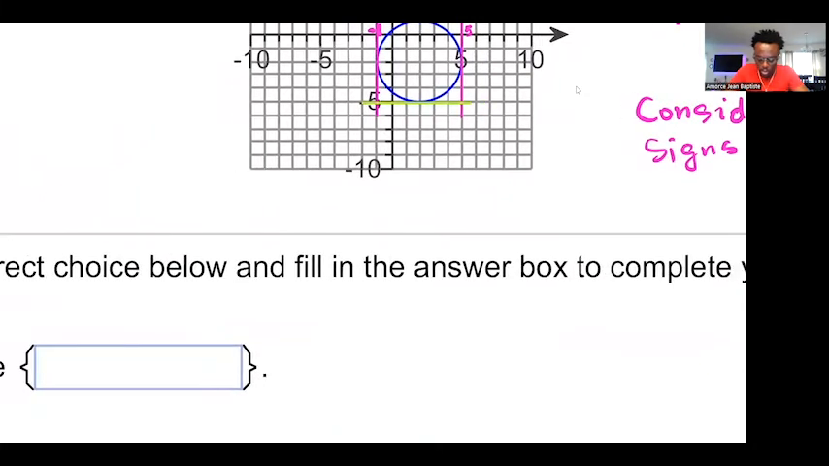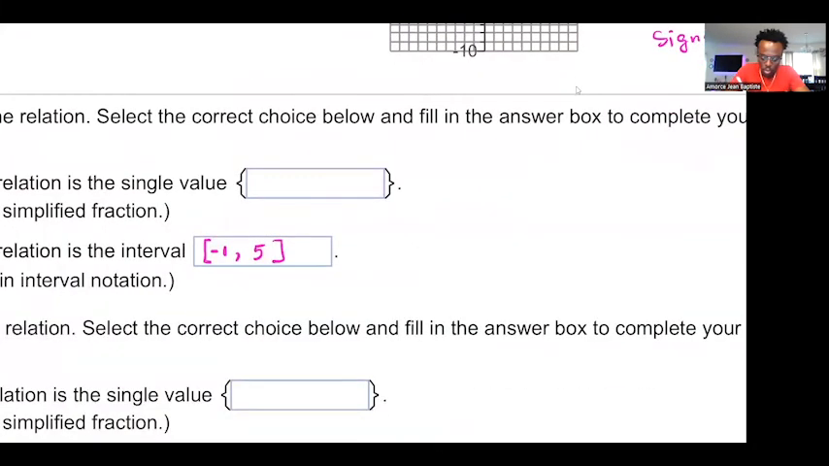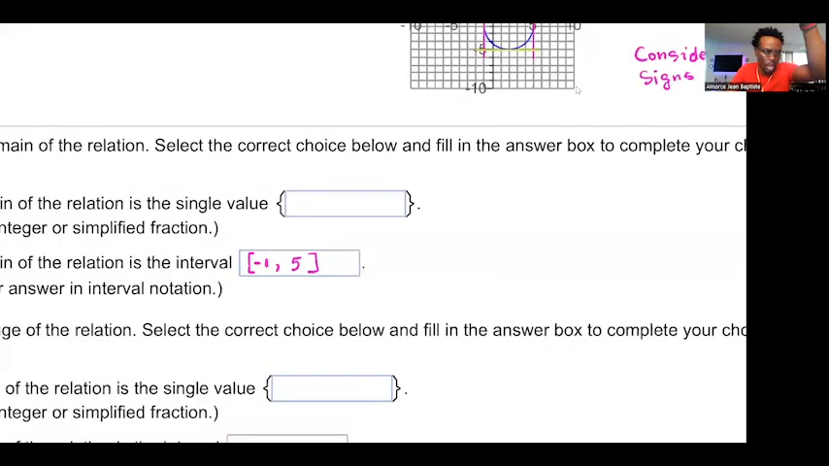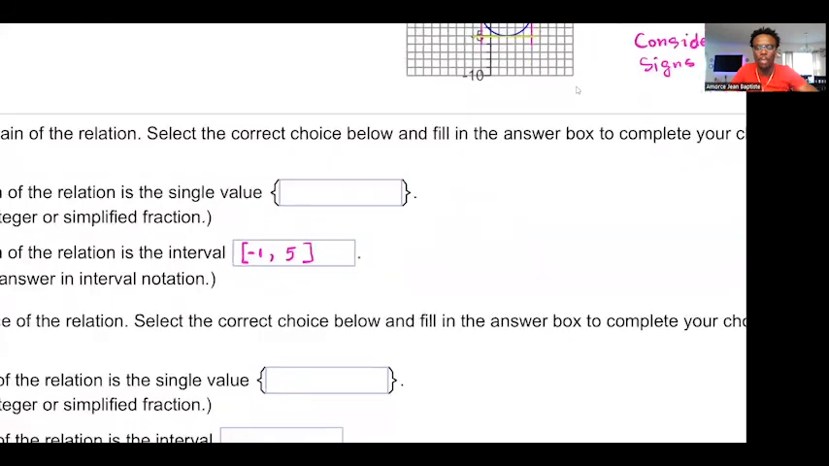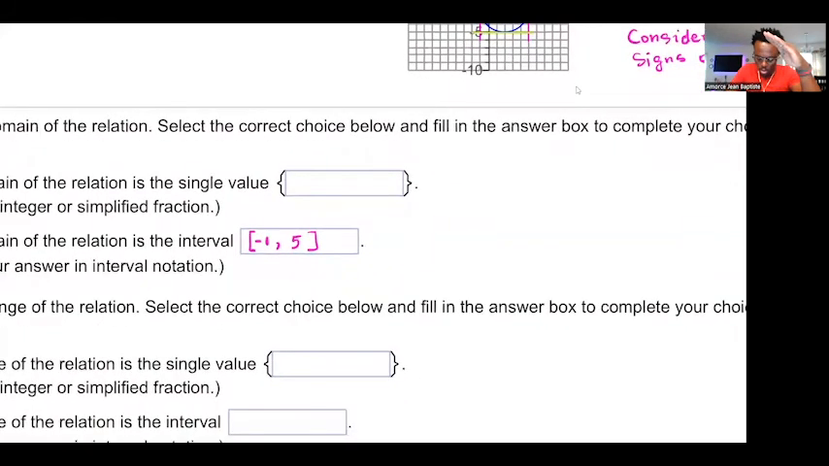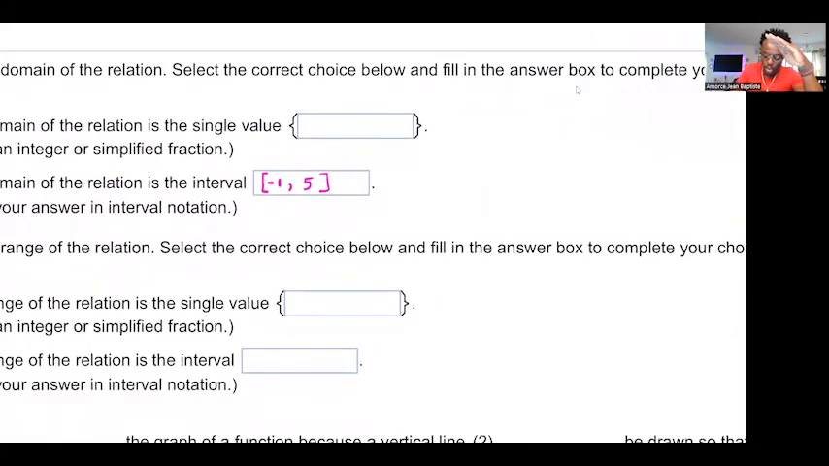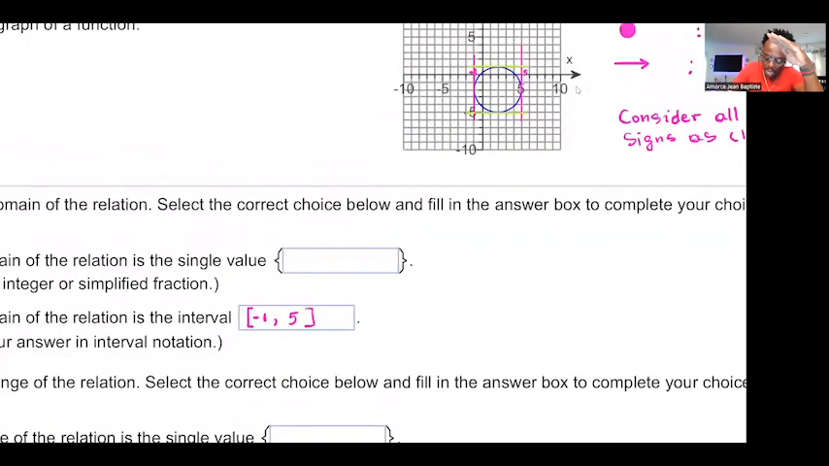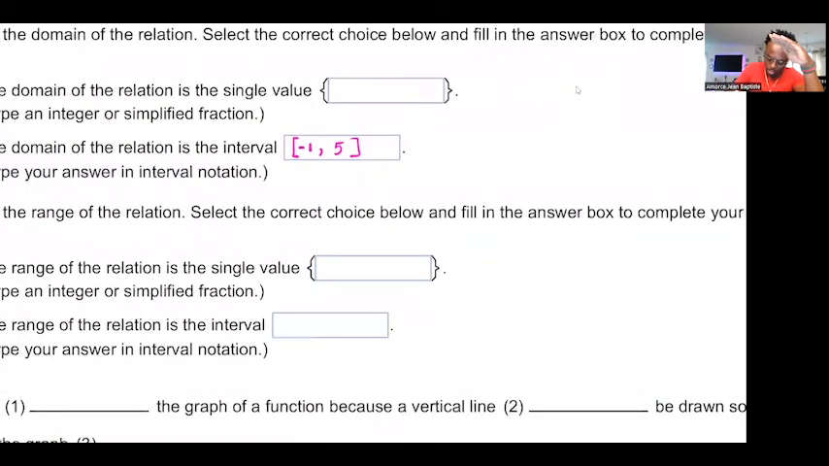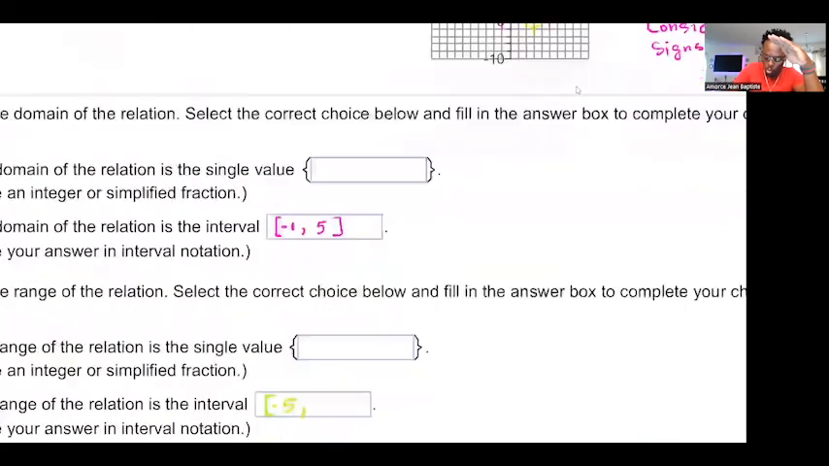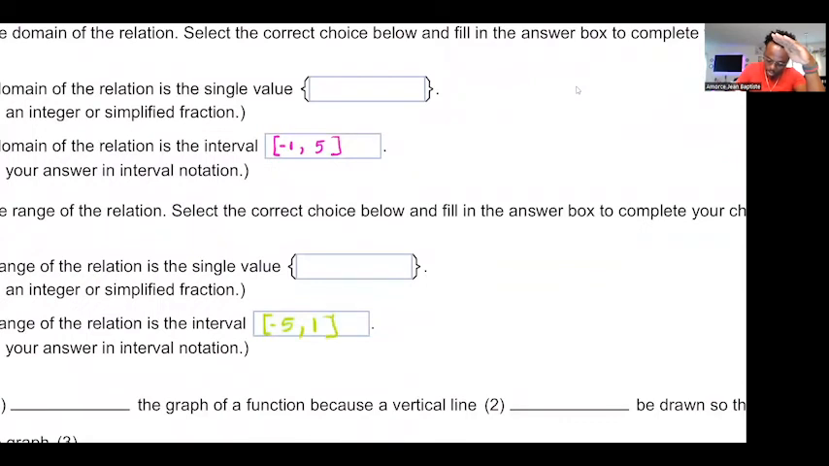Let's see the range here. The range, though, will be from the bottom up. You don't read it up, down. You should read it bottom up. So it starts here at -5, so that's a bracket -5. Goes all the way up to 1. Close bracket.